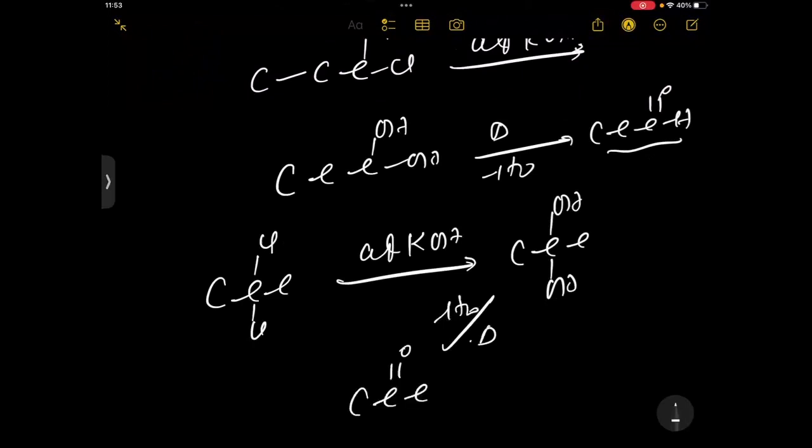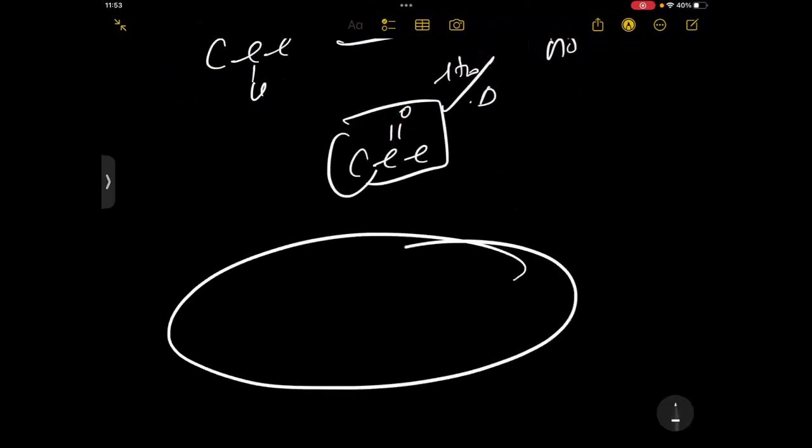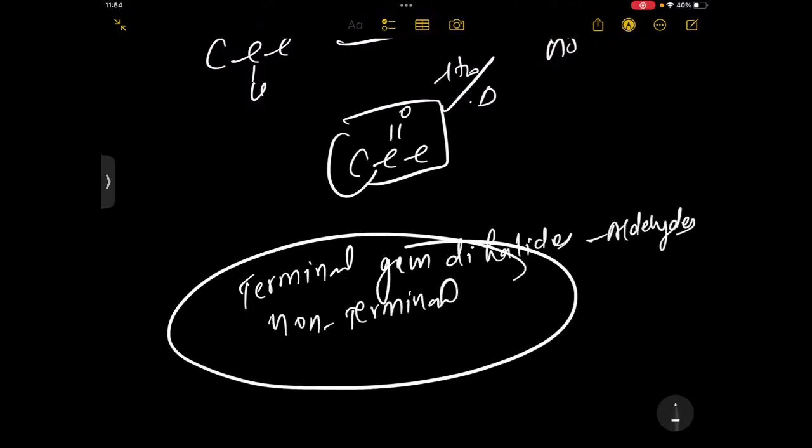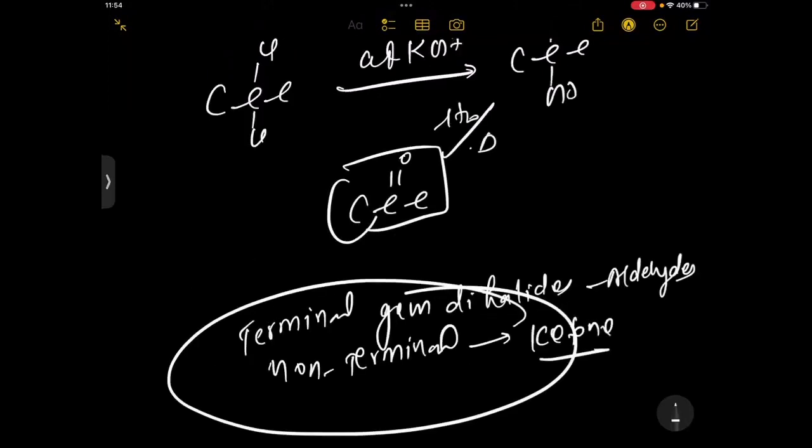Therefore, I have written here from gem dihalides. Remember that here I write one thing. The terminal gem dihalides, what will you get? Aldehydes. And non-terminal, you will get the ketone. Have you seen that? Non-terminal gives the ketone, and terminal gives the aldehydes.